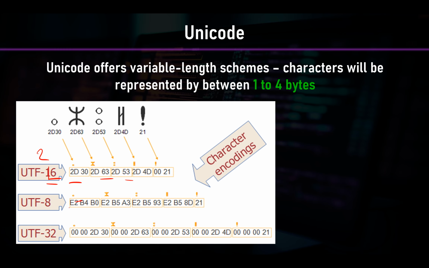Then if we look at UTF-8, we said UTF-8 is going to use between 8 bits for the smallest characters, and up to 32 for some of the less frequent characters. To give an example, this first character is using 3 bytes, the next one's using 3, and then 3, 3, and this one, just the exclamation mark, is using 1, since it's a common character.